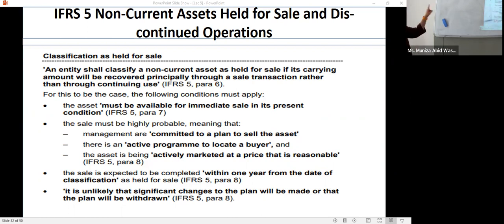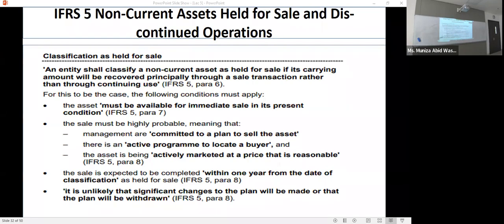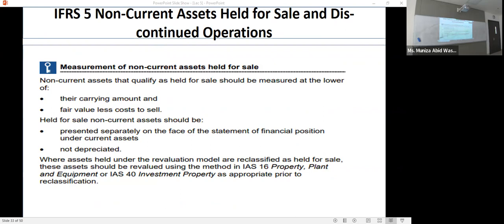Number 1 is that the asset is in its present condition to be sold. Then the sale is highly probable. The third one is that it is committed that within 1 year from the date of the classification it is going to be sold. And the fourth one, there is no significant change to the plan which is being made for the sale of the asset.